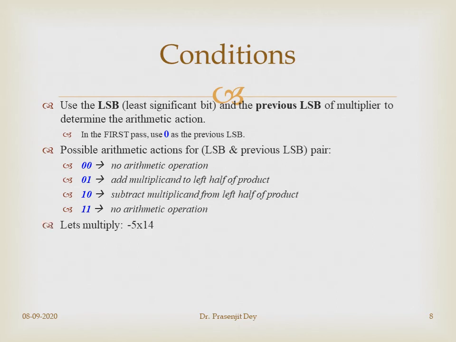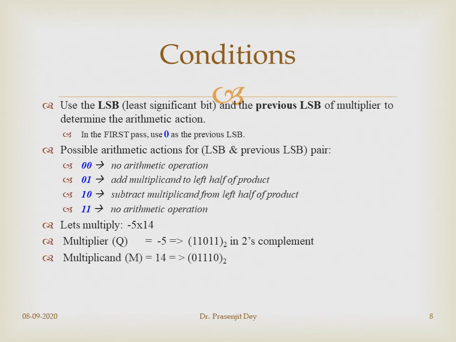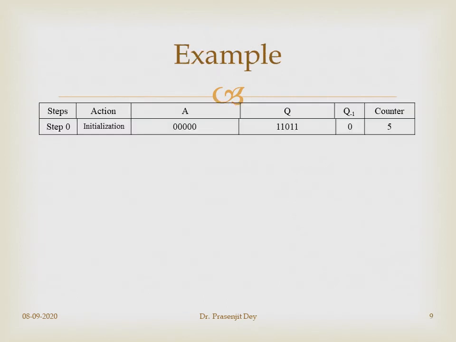Let us explain with an example. Suppose we want to multiply minus 5 by 14. The multiplier is minus 5, which in its 2's complement representation is 11011, and the multiplicand m is 14, which is 01110. Minus m in its 2's complement will be 10010. Now let me explain with a tabular representation.